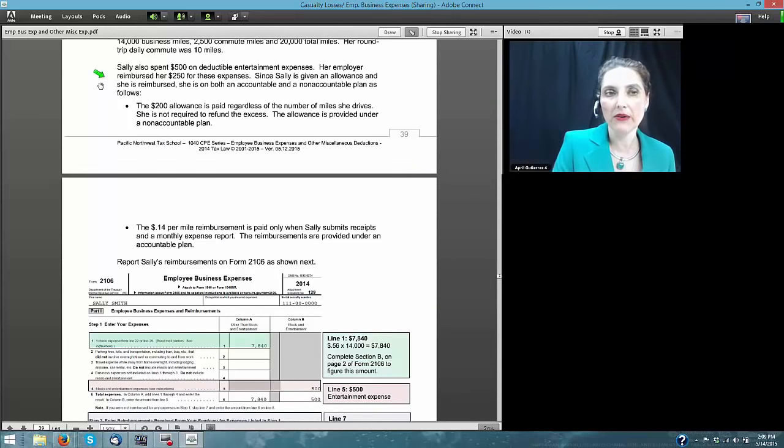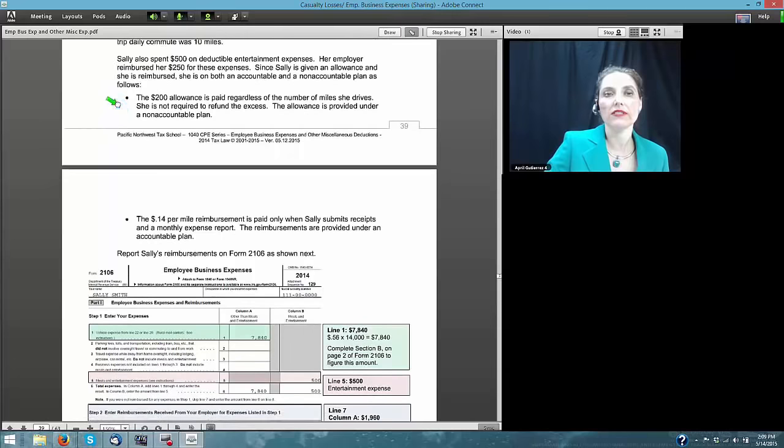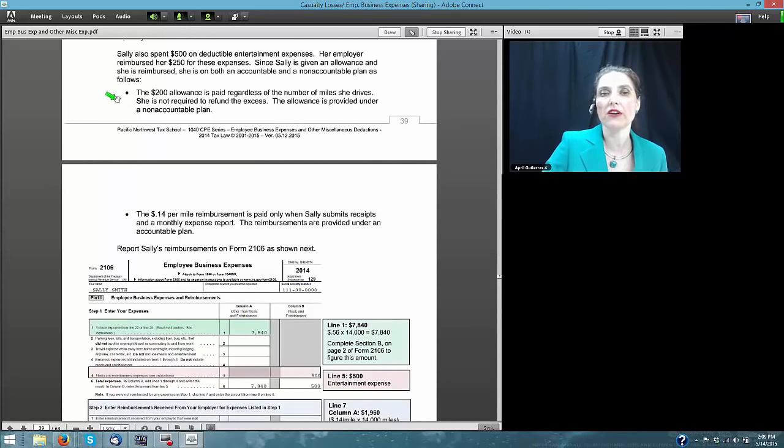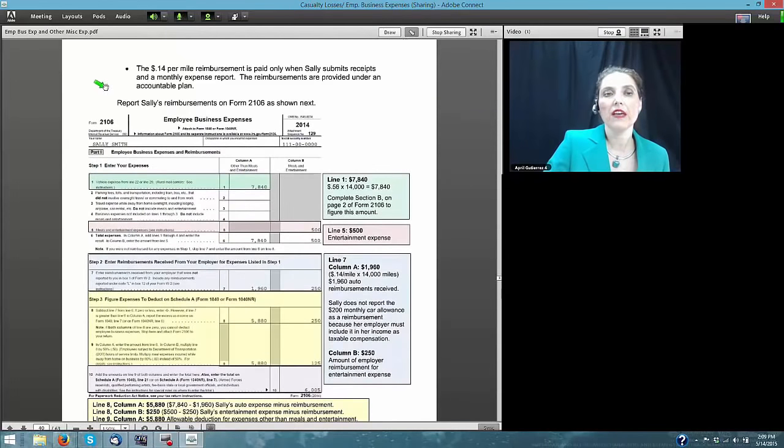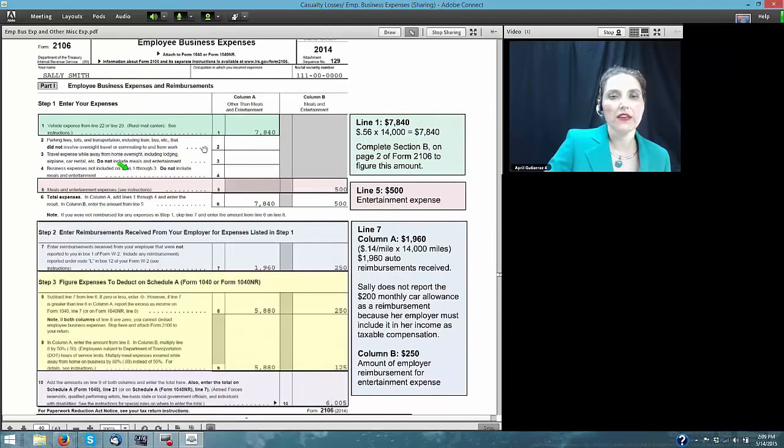Since Sally is given an allowance and she is also being reimbursed, she is under both an accountable and a non-accountable plan at the same time. The $200 allowance that she receives each month is paid to her regardless of the number of miles she drives. She is not required to refund the excess, and therefore the allowance is provided under a non-accountable plan. The 14 cents per mile reimbursement is paid only when Sally submits receipts and a monthly expense report, and the reimbursements are provided under an accountable plan. So let's complete Form 2106 for Sally so we can see how these numbers play together. We're firstly going to look at the amount of mileage she incurred.